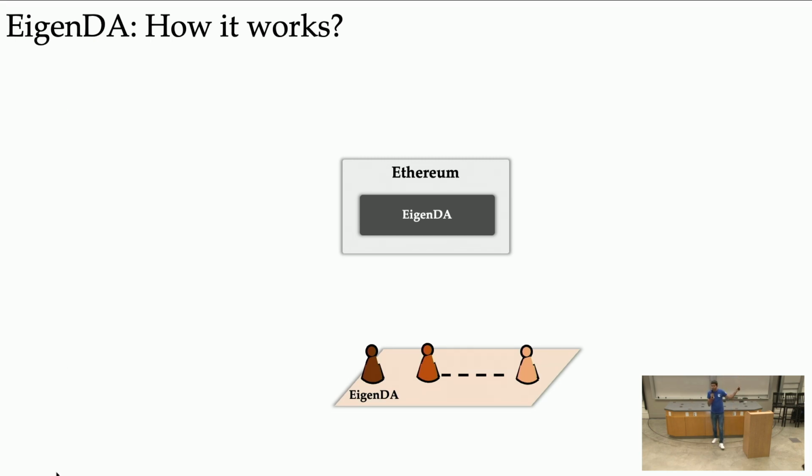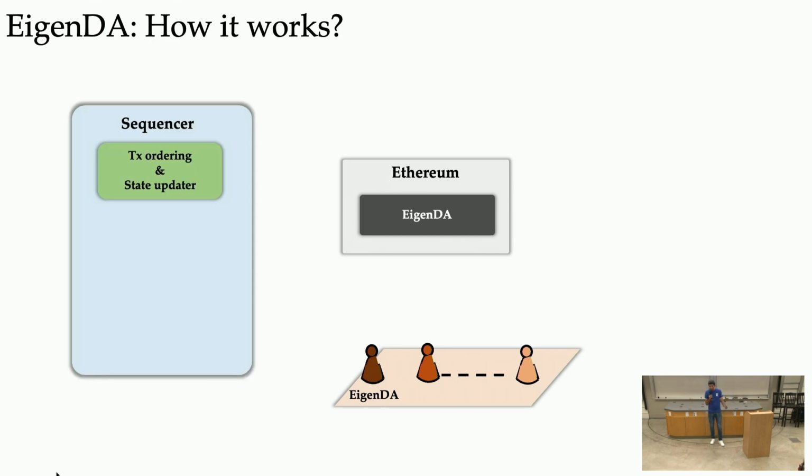EigenDA is not a new chain. In fact, that's one of the most important innovations. It's not a chain. A chain has the obligation of doing global ordering, right? And a lot of other data availability layers couple the ordering along with data attestations. What we do is instead decouple the two things. Okay, so how does EigenDA work?